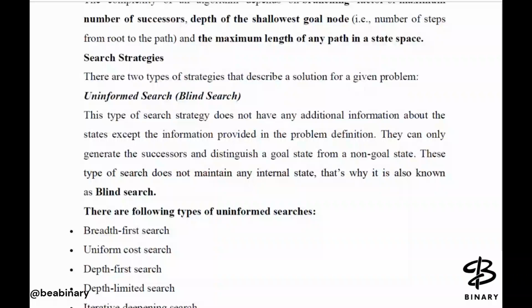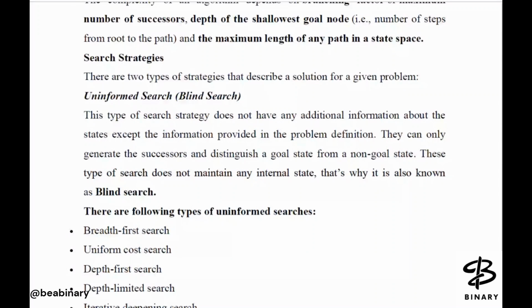Today we will talk about the search strategies, and we will discuss again the 8 puzzle problem with all these search techniques, and we will discuss a graph also, how to solve a problem and what kind of steps we need to follow.